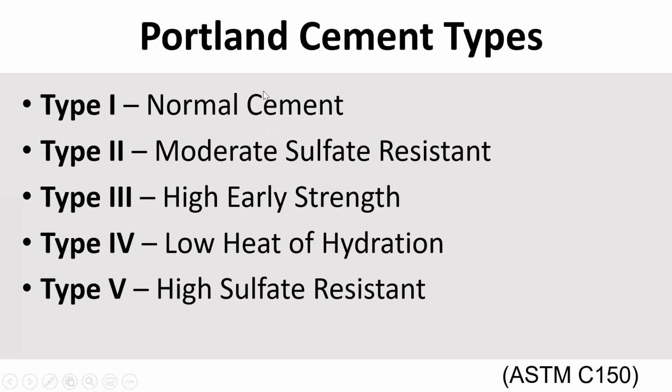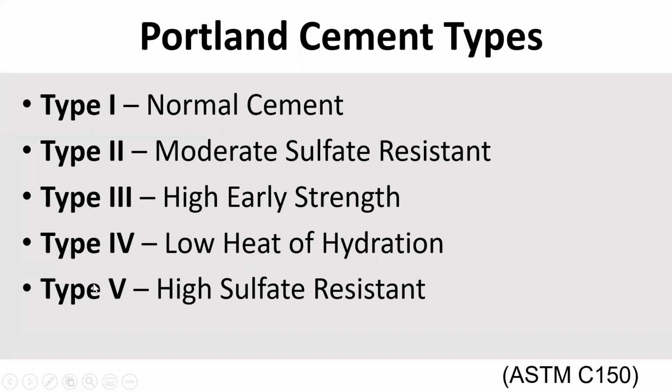So it's really common, and a lot of the difference between a type 1 and a type 2 deals with the C3A content. The C3A in cement, you reduce it. So if it's above 8%, it's a type 1. If it's between 5 and 8, it's going to be a type 2 cement. And if it's 5% or below, then it can be a type 5 cement.